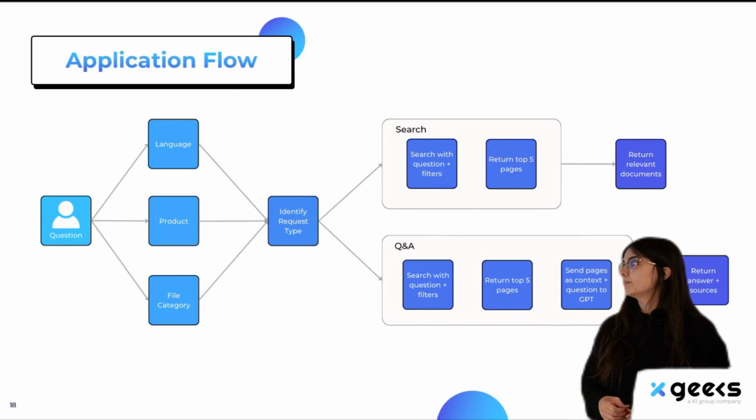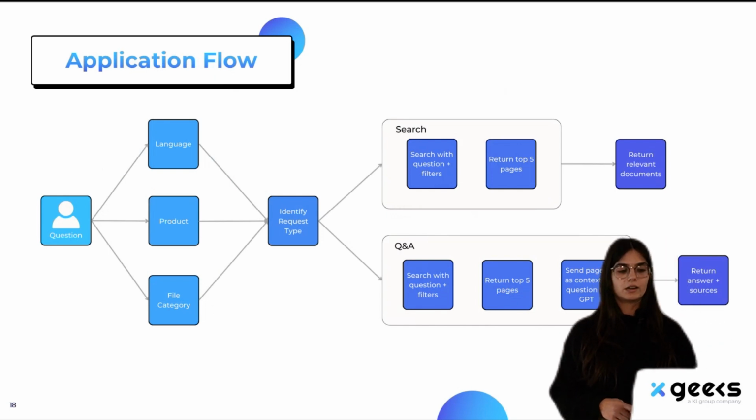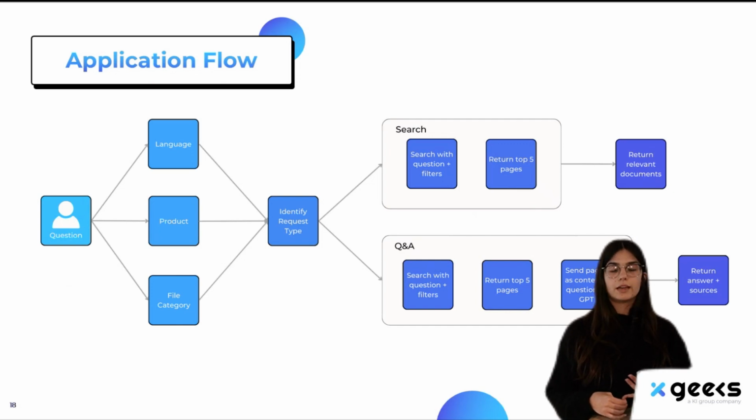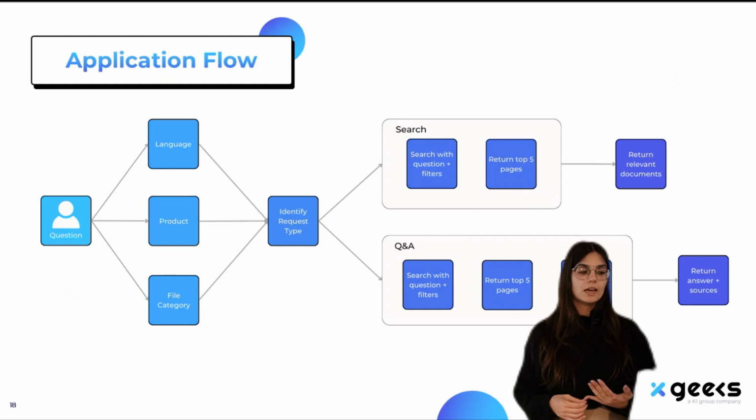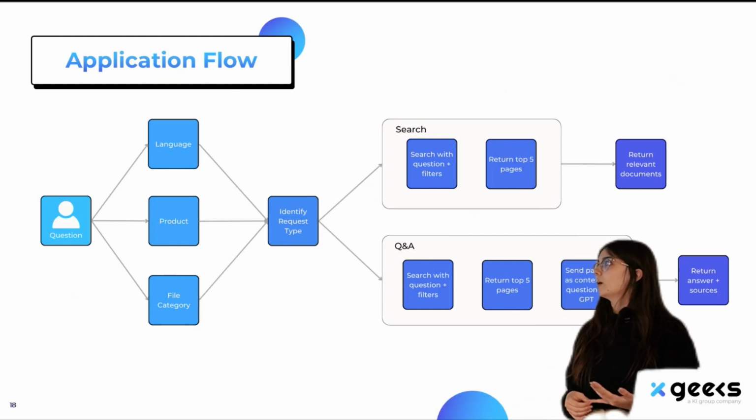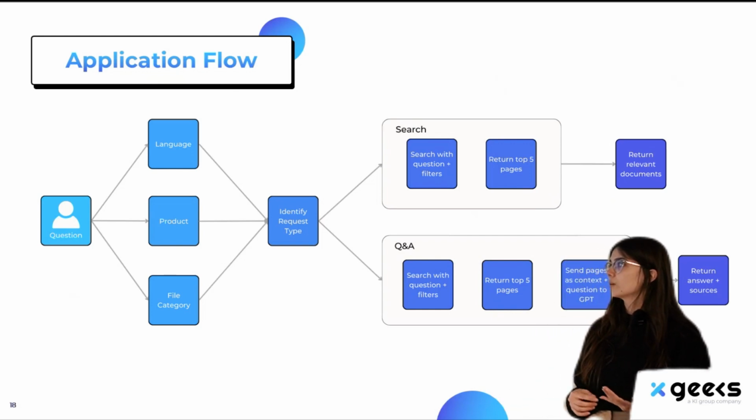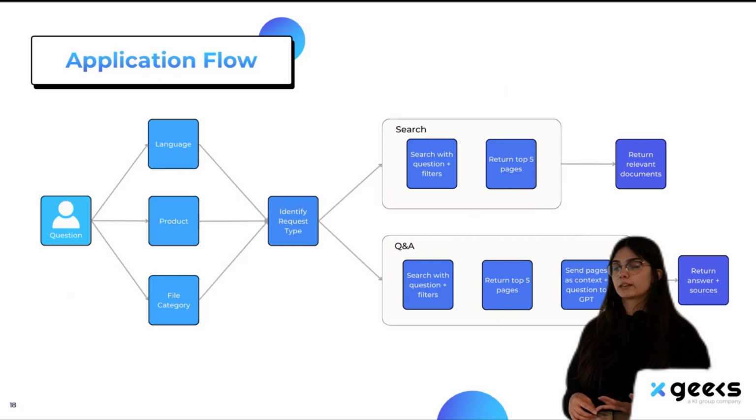Now the flow of the application. Everything starts with the user question, the supporter in this case. This question is going to trigger the API request. After that, we need to identify what is the language, the product, and the file category by the question. How do we do this? To identify this, we do separate requests to the LLM.